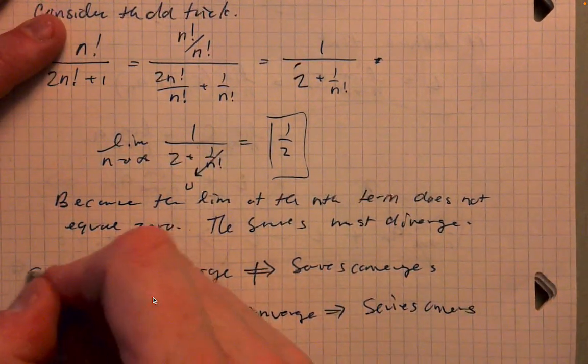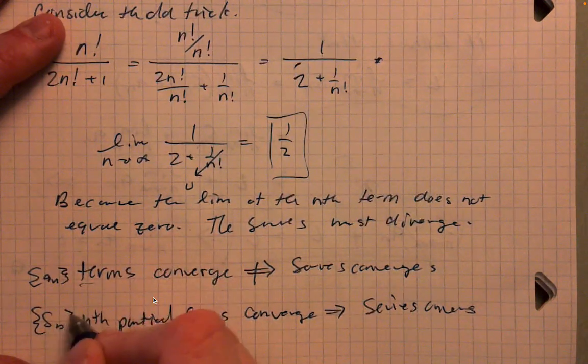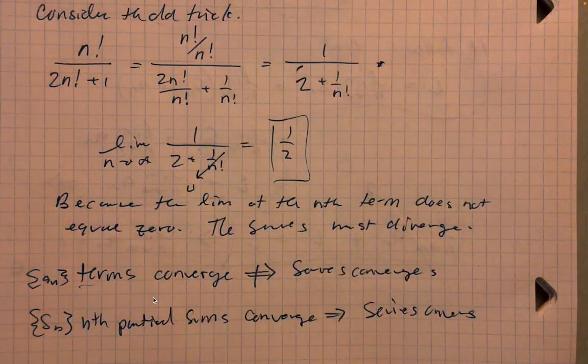This is a of n, and this is s of n. Big difference, really big difference there. If a of n converges, the series may or may not converge. If a of n converges to 0, you're good, that means the series must converge as well. If s of n converges, then whatever it converges to, the series converges as well. It's a little terminology you've got to get used to.